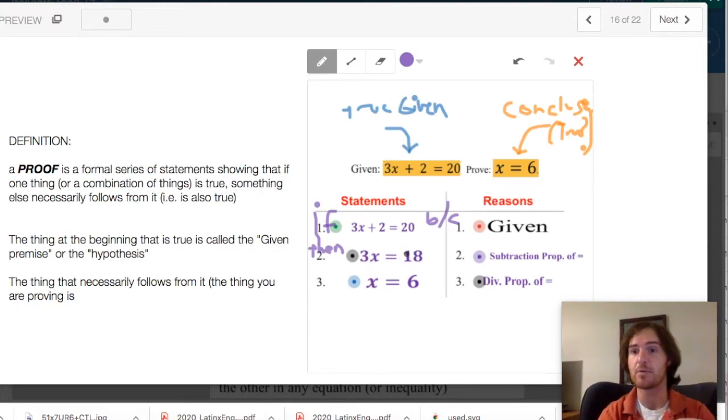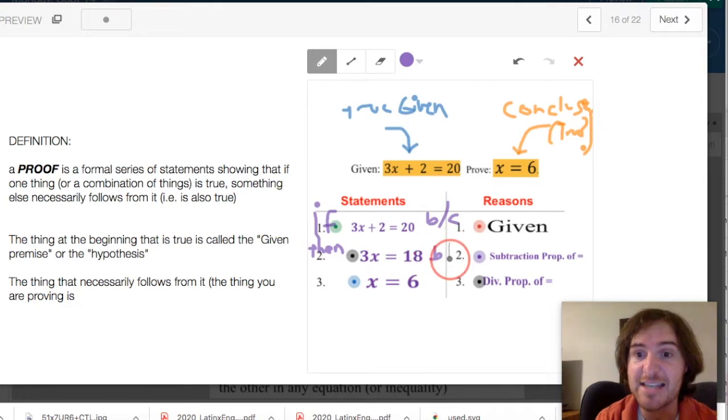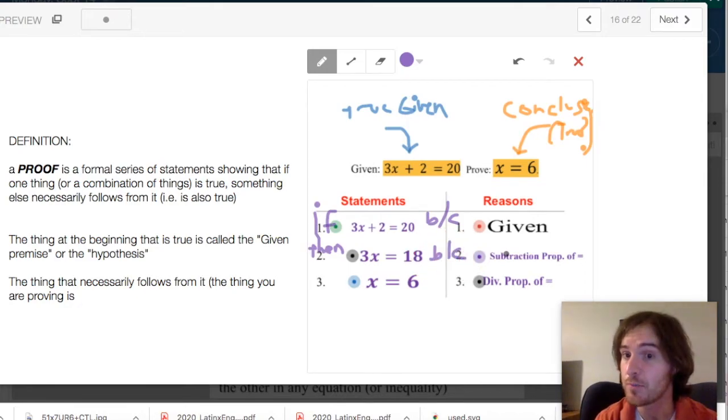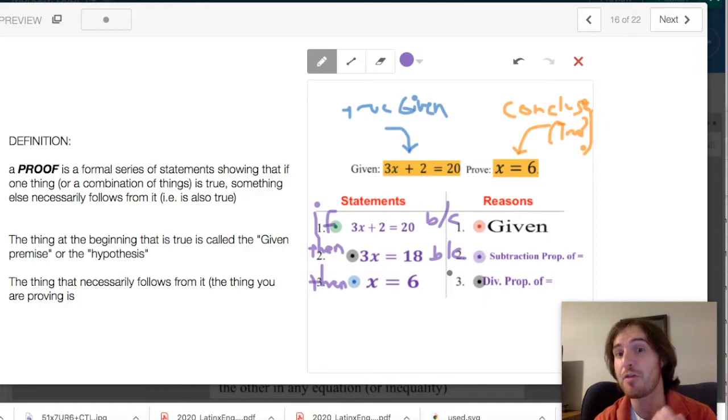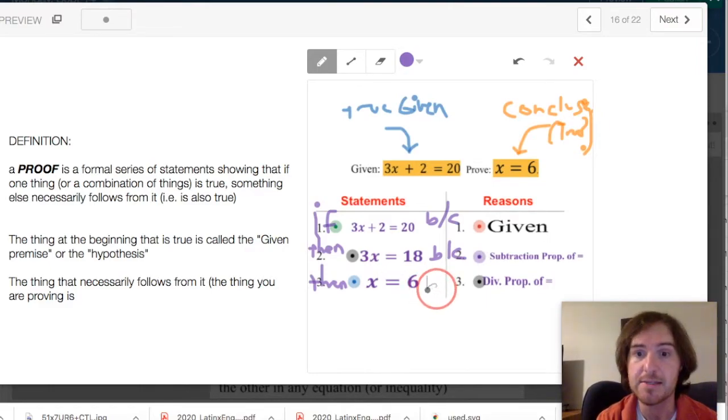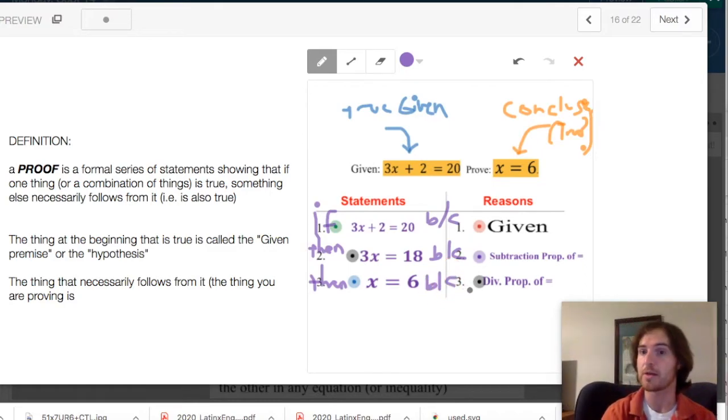But I made a statement right there. What's my justification for that? That is because of the substitution property of equality. So if 3x plus 2 equals 20 because it's given to us, then 3x equals 18 because of the subtraction property of equality. And now that we've proven that 3x equals 18, then x would also have to equal 6 because of the division property of equality.